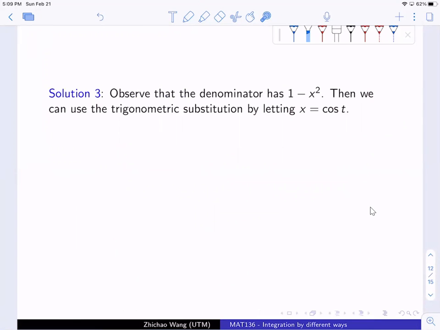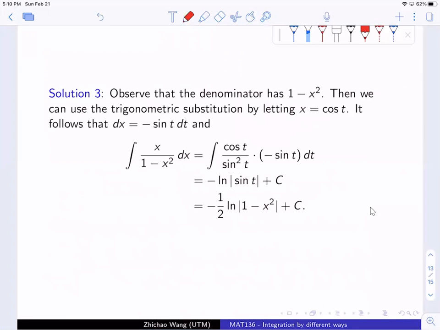And finally, we observe that the denominator has the form of 1 minus x squared. So it is possible to use the trigonometric substitution by letting x equals cosine of t or sine of t. So here we have that dx is equal to minus sine of t dt. So here x is equal to cosine of t, and 1 minus x squared is equal to sine squared of t, and dx equals minus sine of t dt.